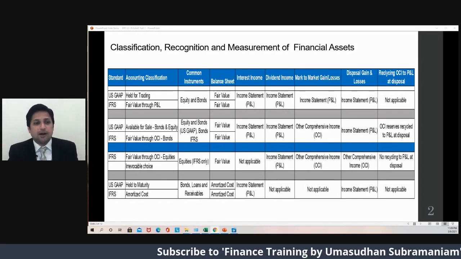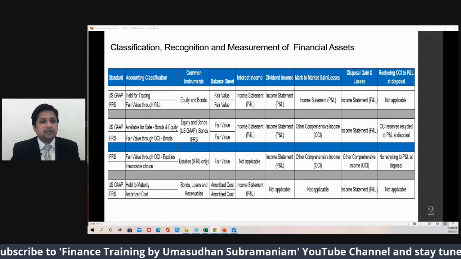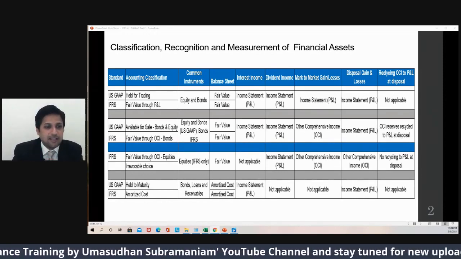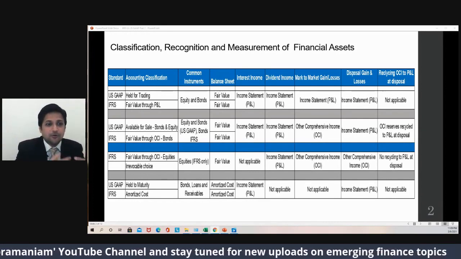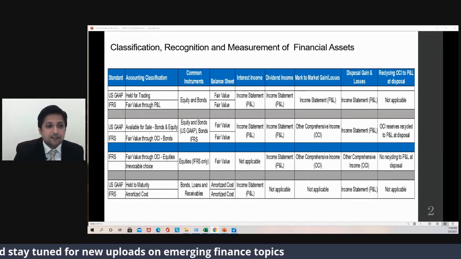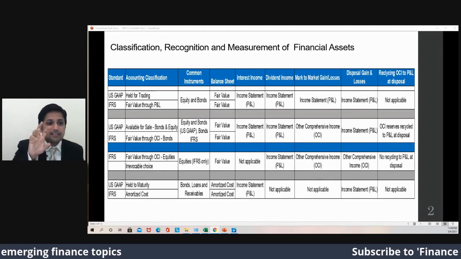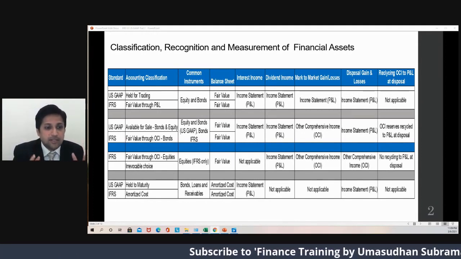Now we are going to talk about available for sale investments in US GAAP, which is applicable for bonds and equity investments. But remember, the same thing is known as fair value through OCI bonds in IFRS. The biggest difference here is that in IFRS, the usage of this classification is prohibited for equity investments.